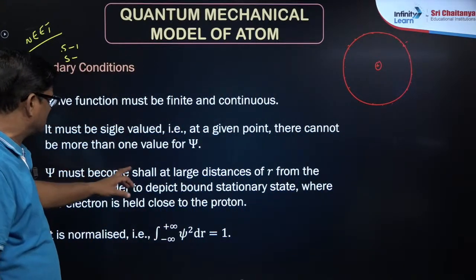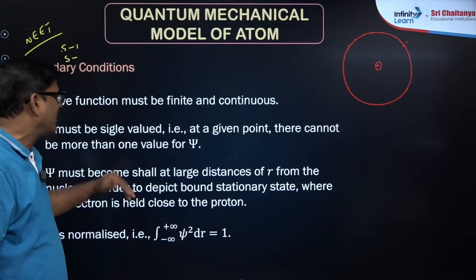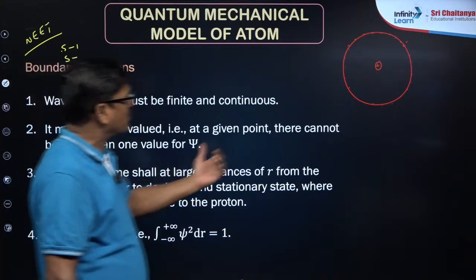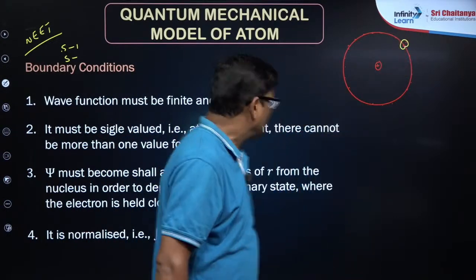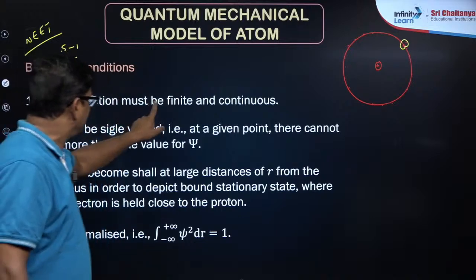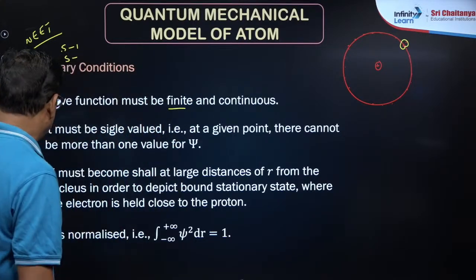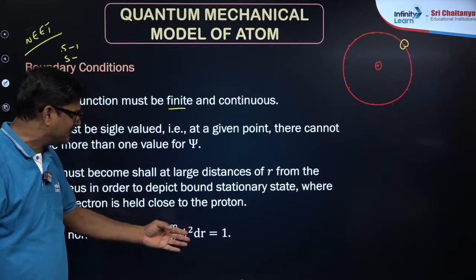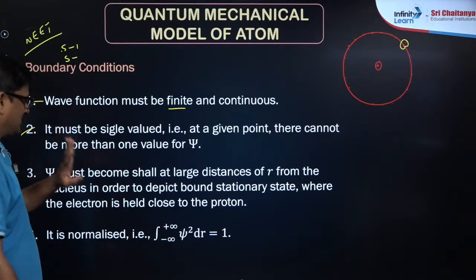Psi must become small at a large distance r from the nucleus, in order to depict the bound state where the electron is held close to the proton. So it should have a definite value. And it must be finite. And it should be normalized, integrated, and satisfy the differential equations. So these points should be enough.